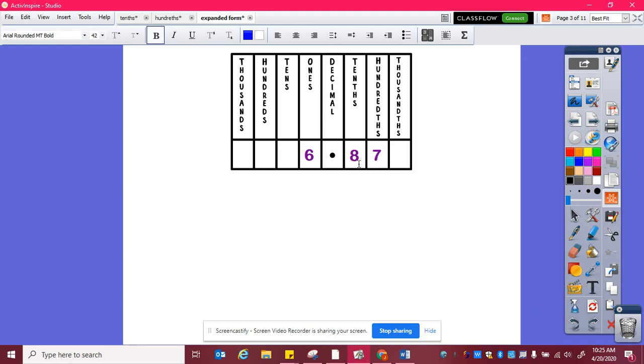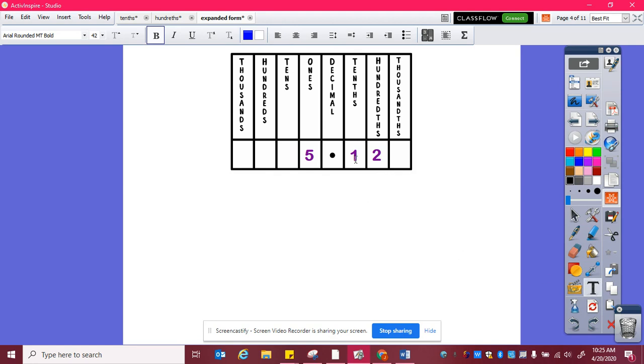Here I have 6 and 87 hundredths. To write that in expanded form, I have 6 ones plus 8/10 plus 7 hundredths. So 6 and 87 hundredths in expanded form is 6 plus 8/10 plus 7 hundredths.